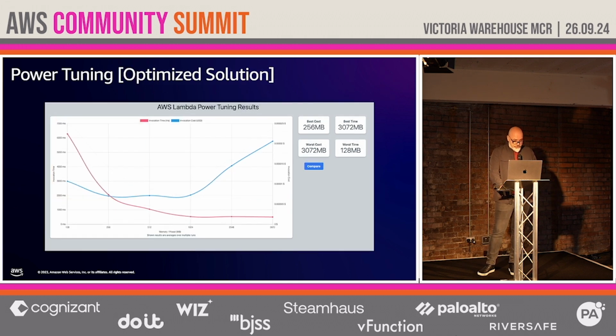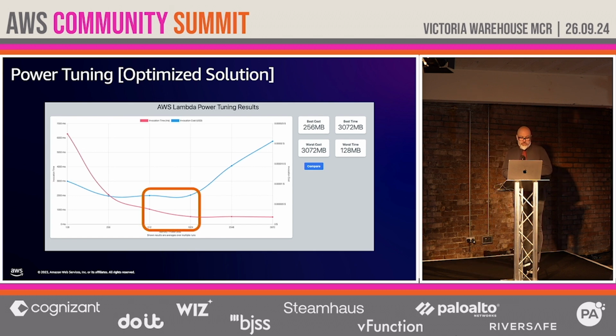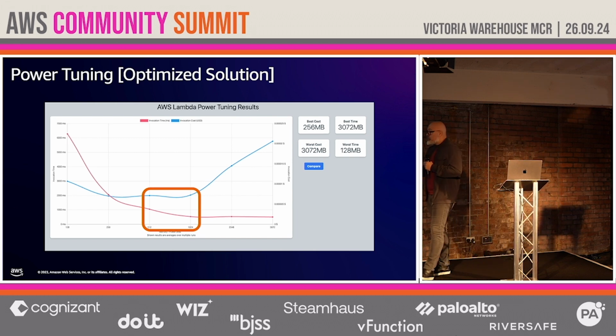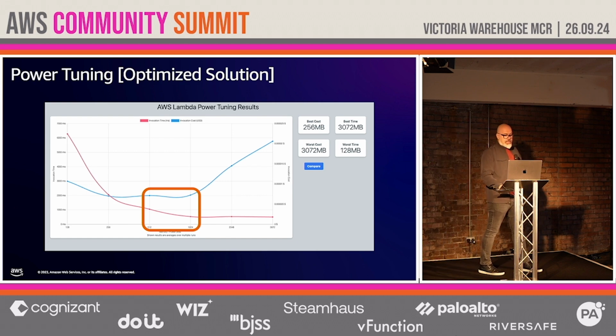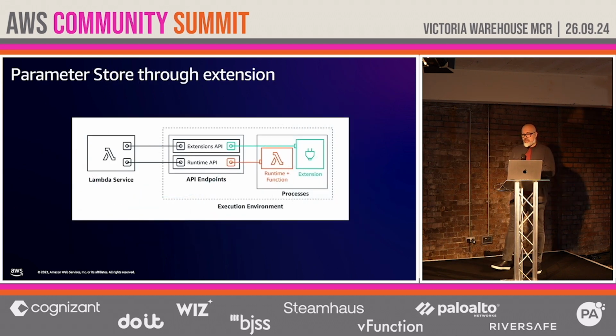The other thing is, when you look into the optimized solution, the one that I showed you before, here is the sweet spot for cost and performance. So when I'm around 512 megabytes or 1 gig, I can have similar cost, but pretty good performance. So that was another indication that I really liked. Then I thought, okay, but that's not enough. I want to do more.